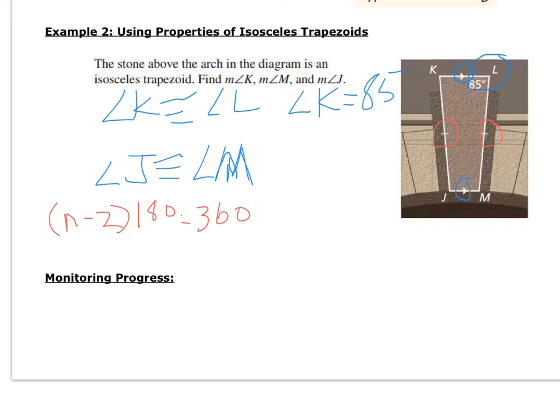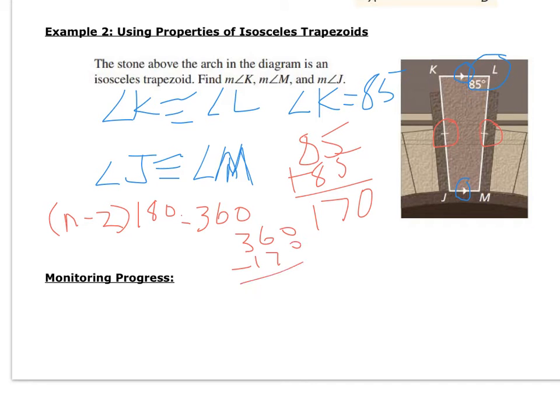Okay? Well, I have two angles. Angle L and angle K are both 85 apiece. Let's go ahead and add those two together. So 85 plus 85 is 170. So I can account for 170 degrees of the 360. So let's take the 360, the total of all the angles, and subtract 170. And what you're left with is 190 degrees.